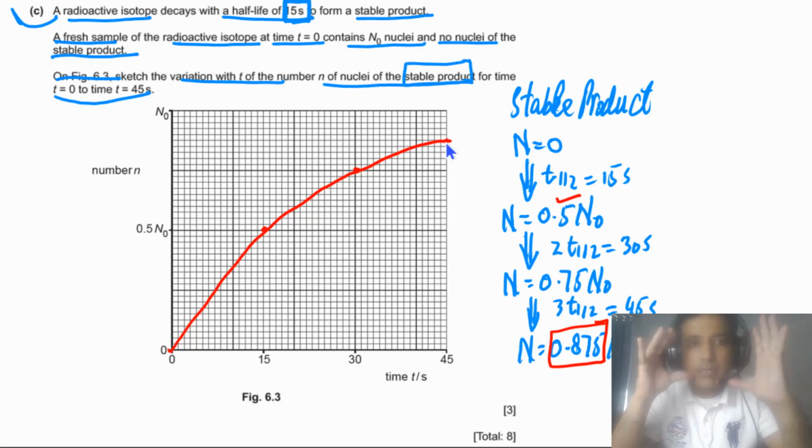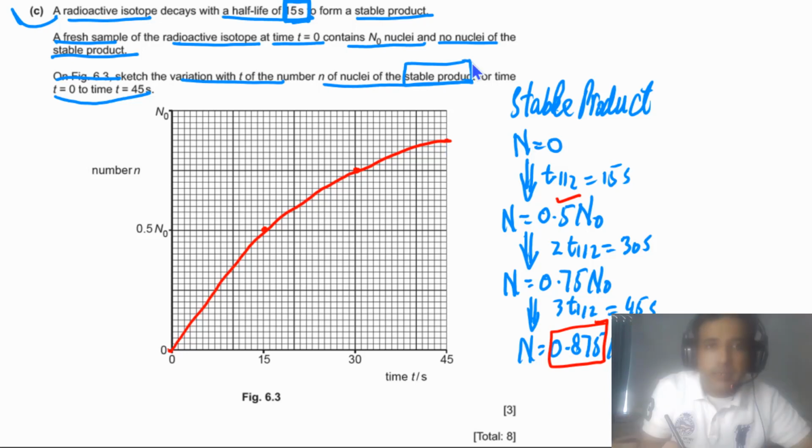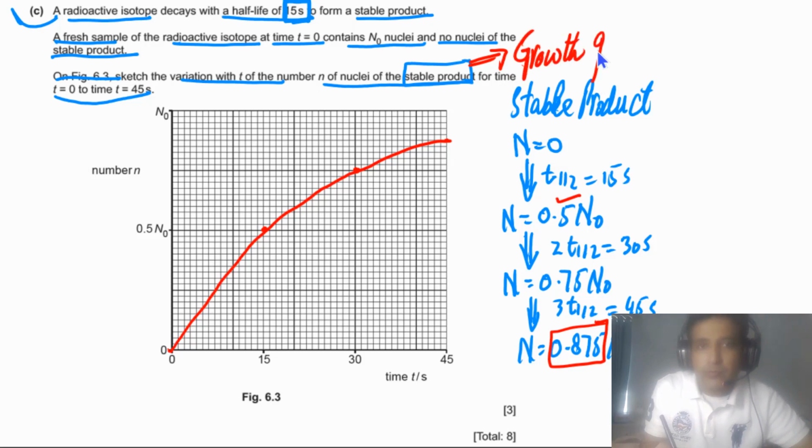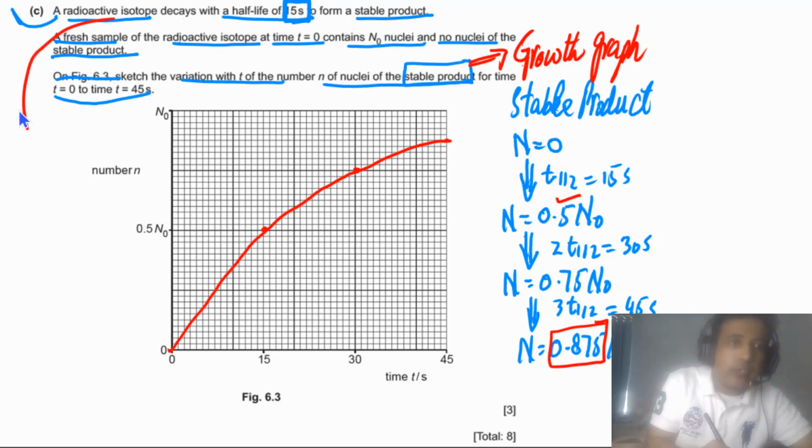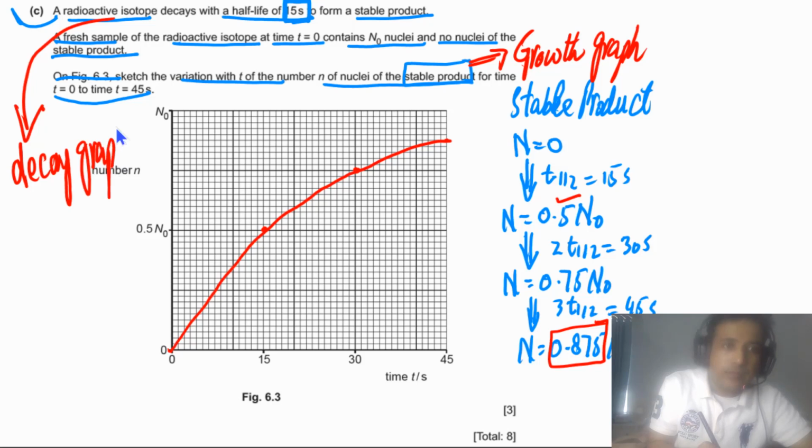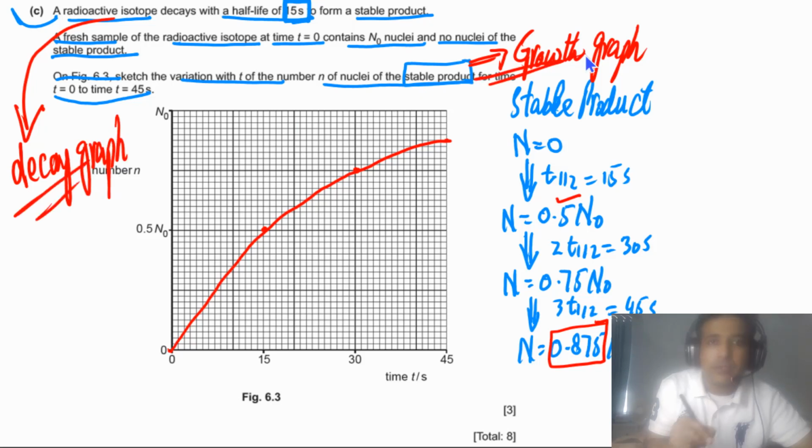It's a typical type of question, so you need to read the question carefully. You need to sketch a graph for the stable product, or you need to sketch a graph for the radioactive isotope. So this is for stable, so it means this has to be a growth graph. You need to understand this point. If the question asks you to sketch for the radioactive isotope, it has to be a decay graph. This is decay, this one is growth.